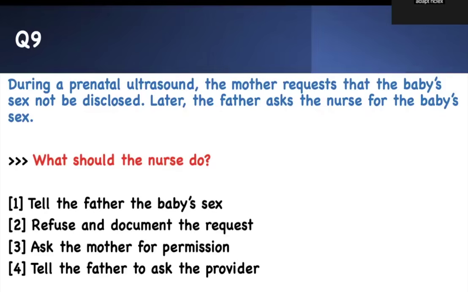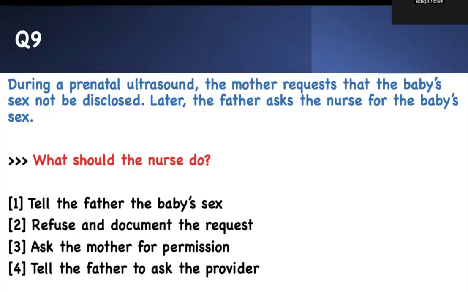You want to give it to the father? What should the nurse do? The father is the father. They both are involved. Tell the father the baby's sex. It's a male, by the way. Refuse and document the request. Ask the mother for permission. Tell the father to ask the provider.